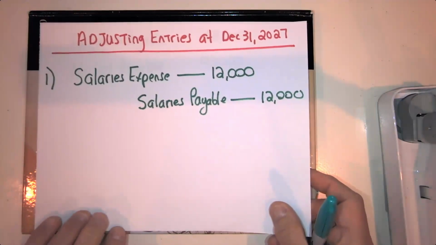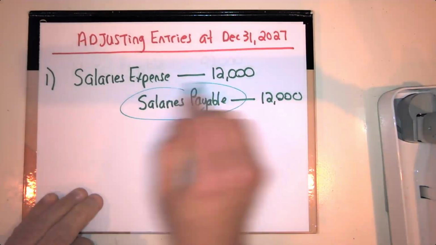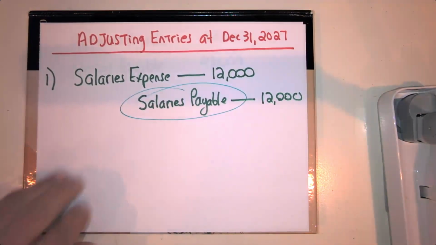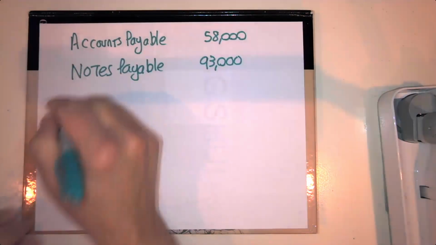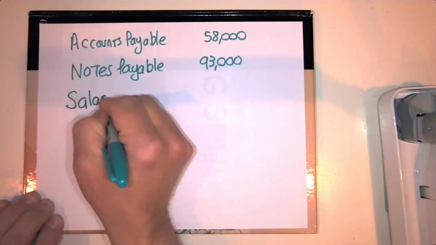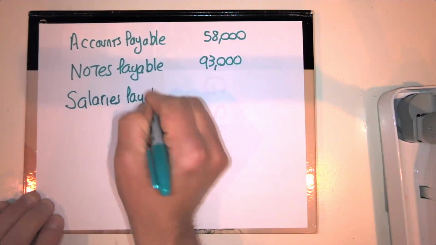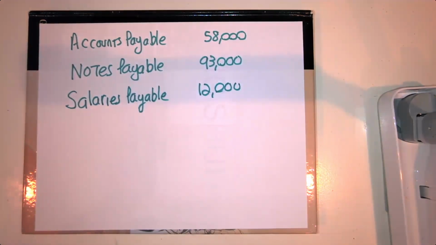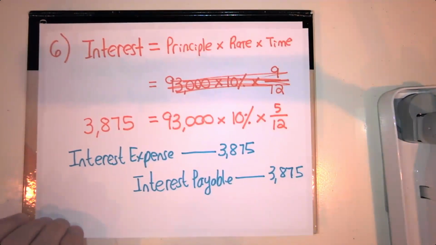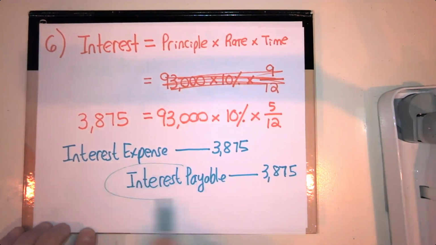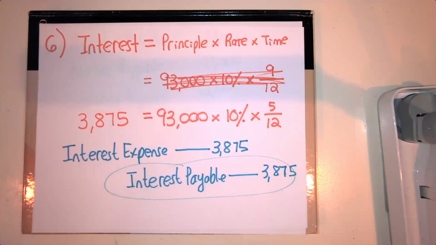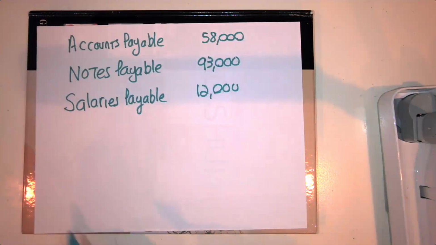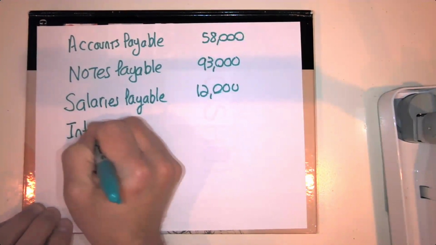From the very first one, we now owe our employees $12,000. The salaries payable is a liability. And from the very last adjusting entry, we also have reflected that we owe the bank $38.75 of interest. Interest payable is a liability.